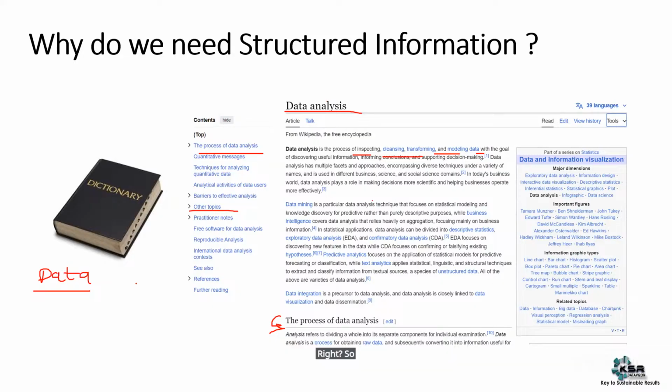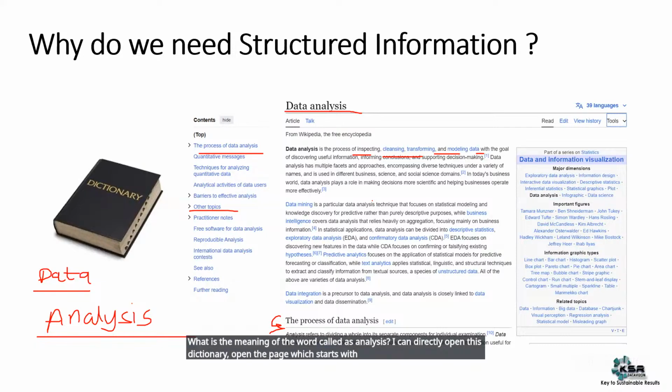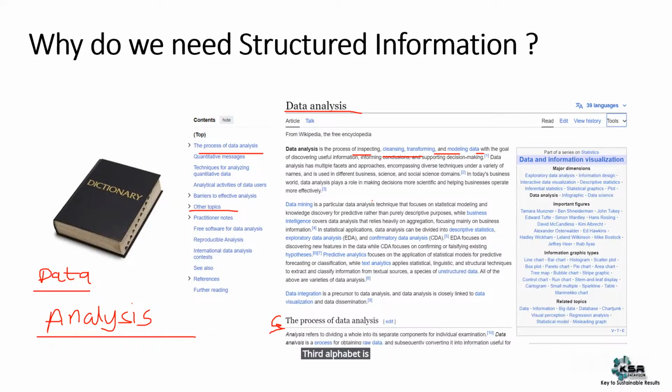The same way, if I want to search what is the meaning of the word analysis, I can directly open this dictionary, open the page which starts with the alphabet A, and then the second alphabet is N, third alphabet is A. So you can easily search that word, analysis or analyze, right? The dictionary doesn't have each and every word. It might have the basic understanding of that word. Analysis is a very big word, so analyze would have. The information is cleaned, the information is structured. That's the reason you can easily search in the dictionary.